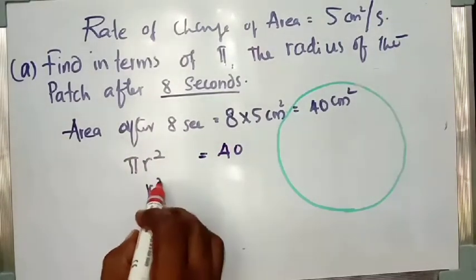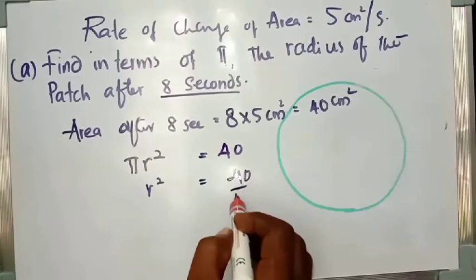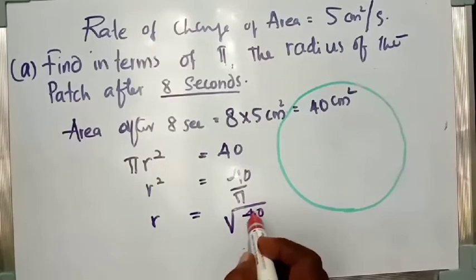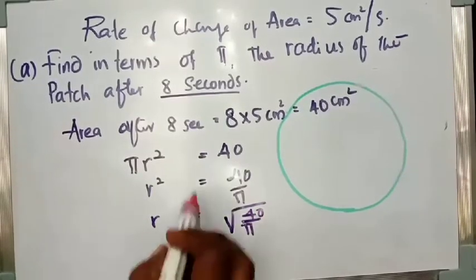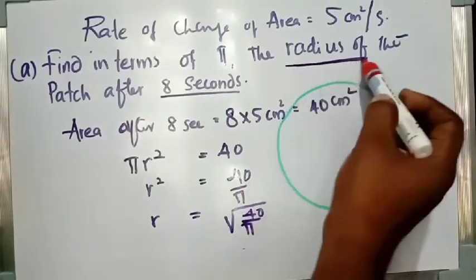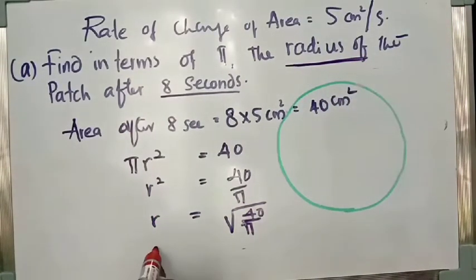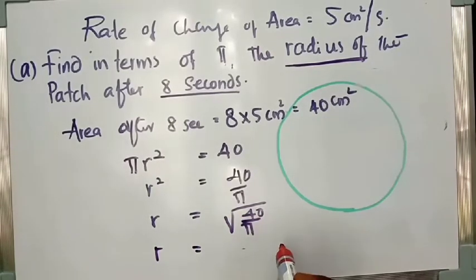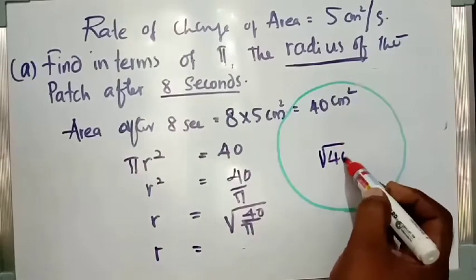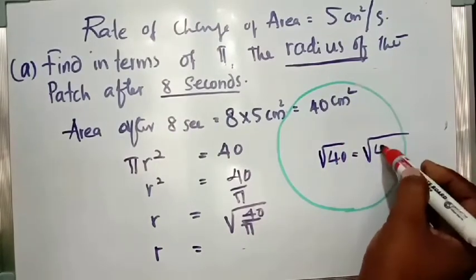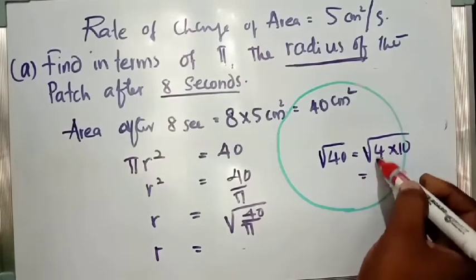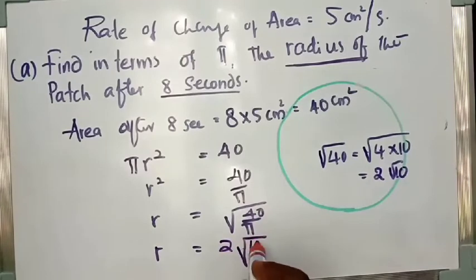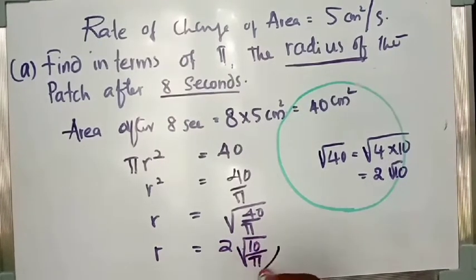So here we get r squared is 40 divided by pi, and r is square root of 40 divided by pi. Just read the question. We want the radius of the patch, that is r. Now we need to simplify it. Square root of 40 is 2 root 10, which is square root of 4 times 10. Square root of 4 is 2. So it can be written as 2 root 10 by pi as result.